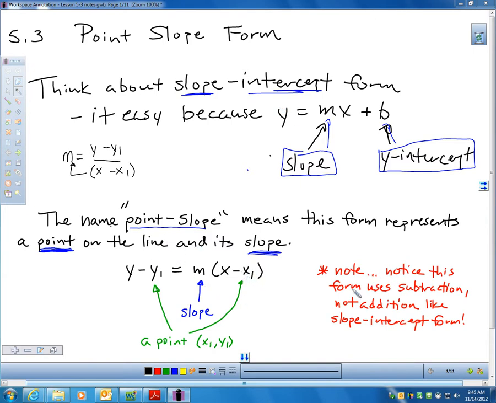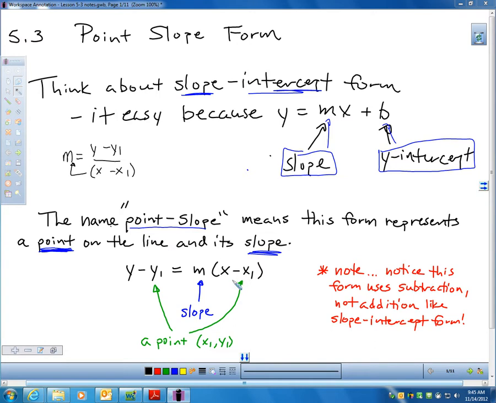Little note here, notice this form uses subtraction. Remember, the slope formula had subtraction, not addition like the slope-intercept form did. And that little subtraction is going to be a big deal. I will show you that in my examples.